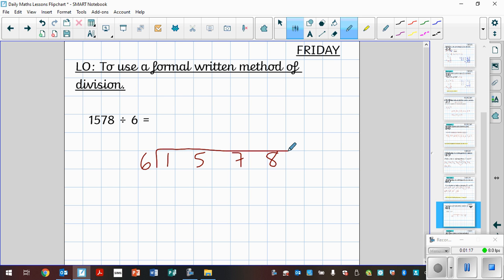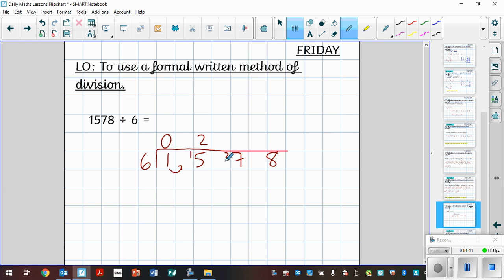Well, what is 1 divided by 6? Well, we can't do that, so that becomes a 0, and we exchange the 1, so that now becomes 15. How many 6s in 15? Well, we know 2 lots of 6 are 12, and that gives us a remainder of 37. Now we're doing exactly the same.